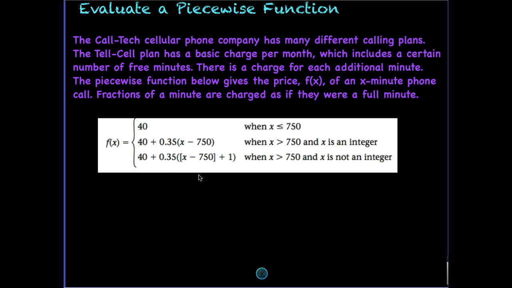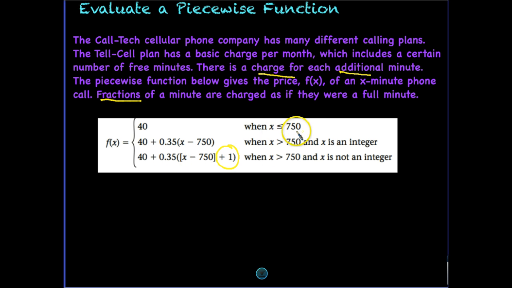So let's look at this. Let's remind ourselves, what is this 40? This 40 stays constant in all three situations, so the 40 represents the basic charge per month. And then let's look at the 0.35, the 35 cents. That represents the charge for each additional minute, right? If we look at our scenario up here, we have a charge for each additional minute, and that's what the 35 is. And then we have something a little bit unusual, where it says fractions of a minute are charged as if they were a full minute. So here this +1 turns it into a full minute at this price.